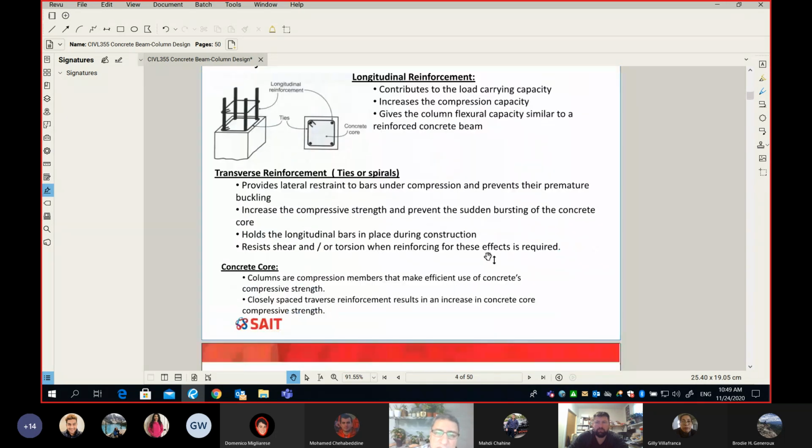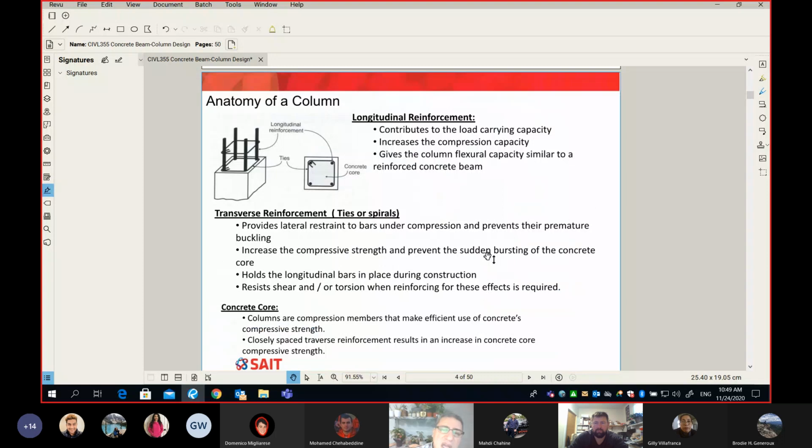Now, a few things about this slide, because it's very interesting, and then we can take a break. This slide is very important; typically it's part of your final exam. So if you want to take a note, I'm talking about the anatomy of the column. The column has 3 different elements, which should be very clear from the picture on the top left: the vertical bars, the vertical reinforcement, the ties, and finally our concrete core.